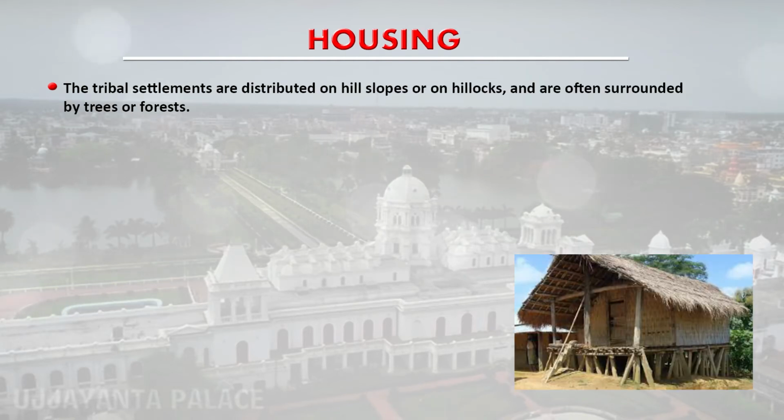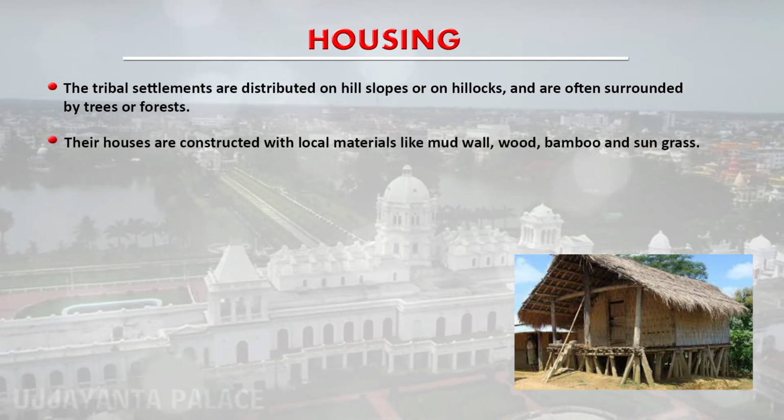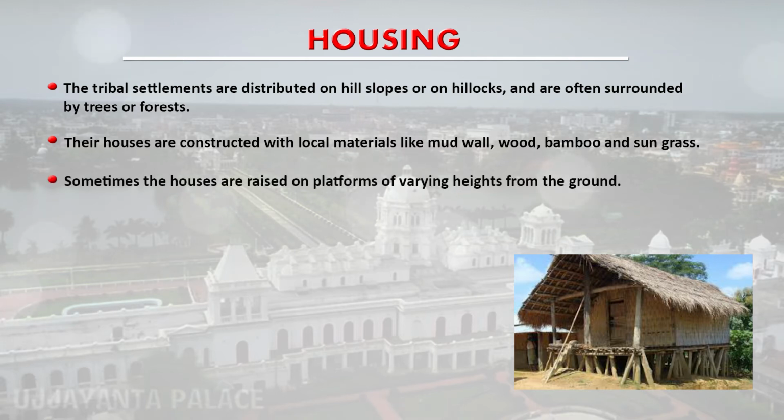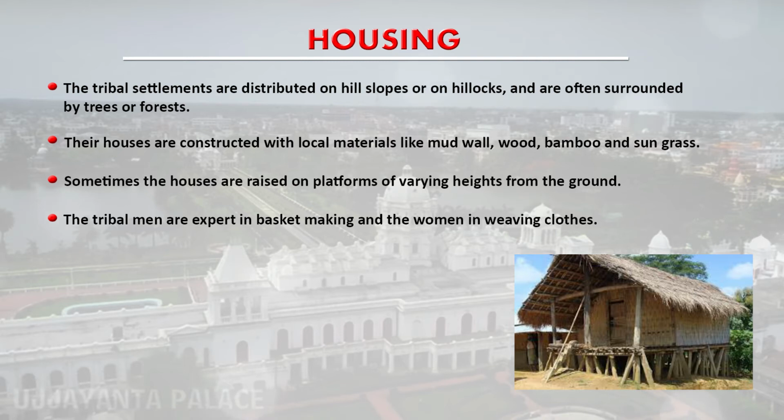Regarding housing conditions, many tribal settlements are distributed on hill slopes or hillock areas and are often surrounded by trees and forest. The houses are commonly constructed with locally available material like mud walls, wood, bamboo or some kind of grass, and sometimes the houses are raised on platforms of varying height from the ground, because in a mountain or forest area lots of insects, snakes and some animals come. In earlier days lots of elephants also used to come, so they used to make the house a little bit up from the ground. And tribal men are experts in making baskets, and particularly women weave cloth.